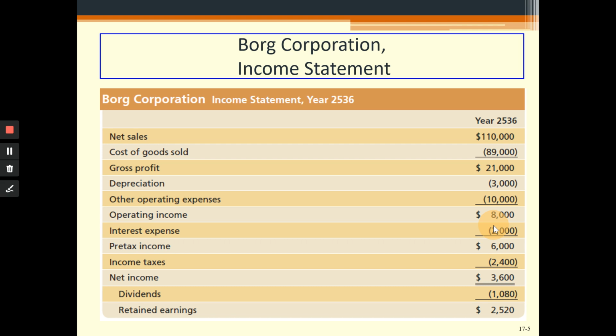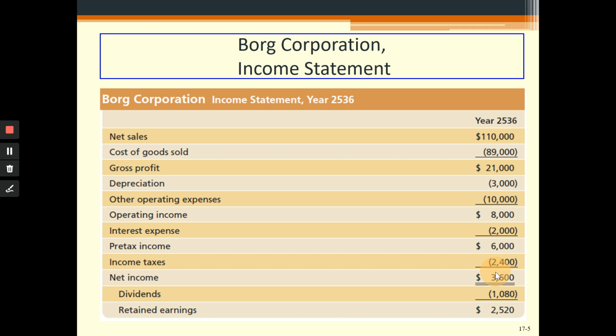Once we subtract the interest expense from operating income, we'll arrive at pre-tax income, from which the 40% is the tax rate. If you calculate the 40% of the 6,000, and in fact I'm doing the calculation along with me, you will get 2,400, which is the income tax. And then you subtract this income tax from the pre-tax income, and this will give you the net income.